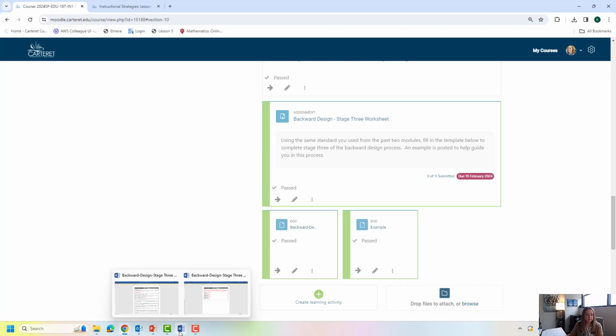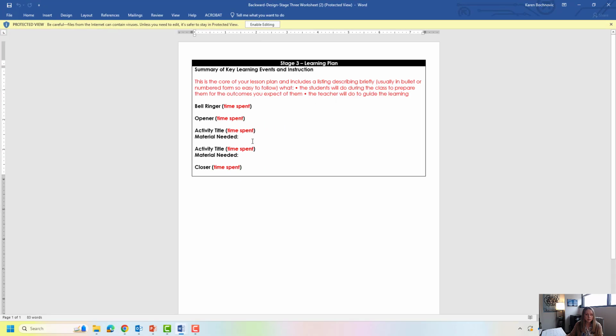Stage 3, you're going to be filling out this worksheet here. So what I'm asking you to do is take that same standard that you've been working with when you developed your assessment, when you wrote your big ideas, your understandings, and now let's come up with the learning plan. What's that lesson going to look like? What's my bell ringer going to be? It's important for you also to put how much time you anticipate spending on it.